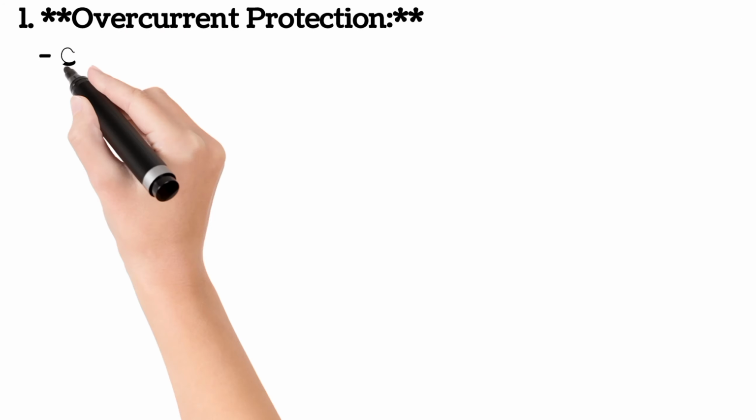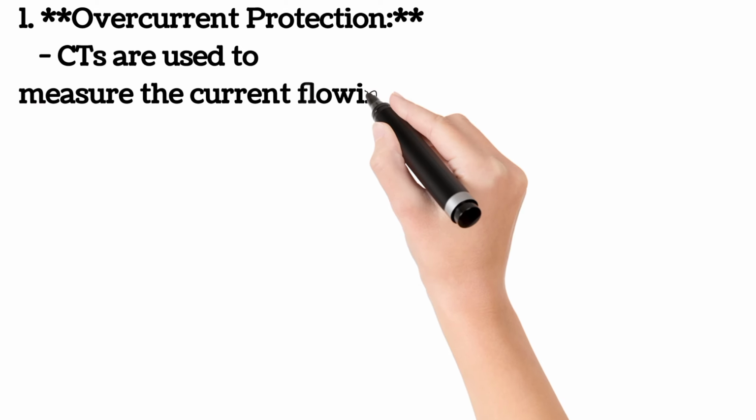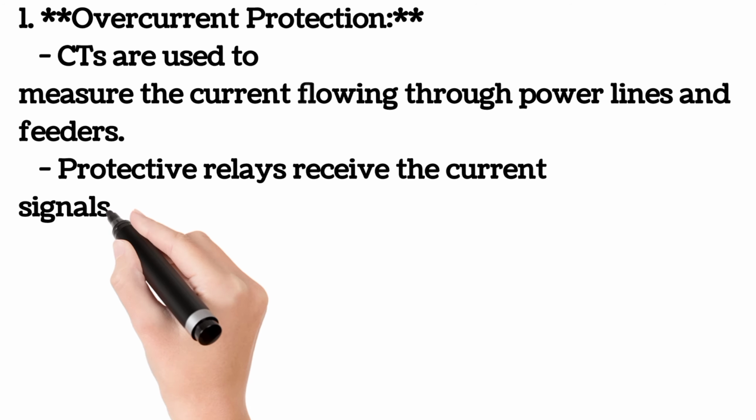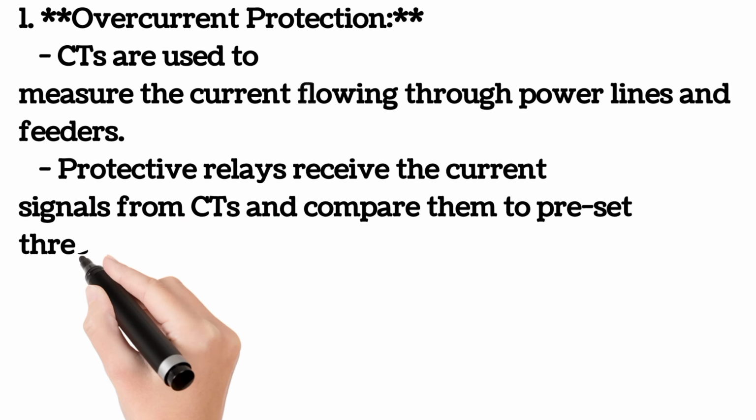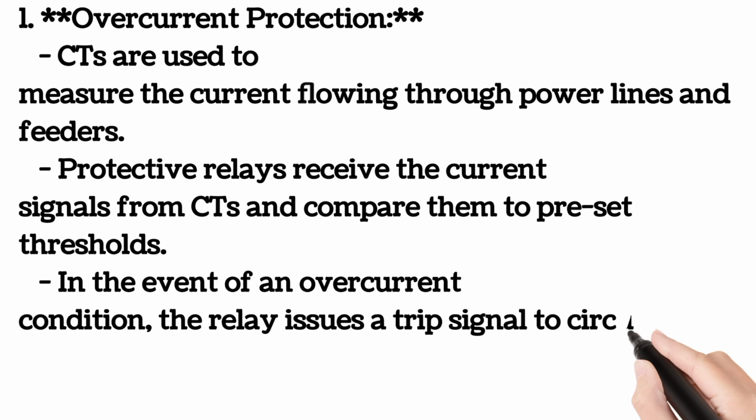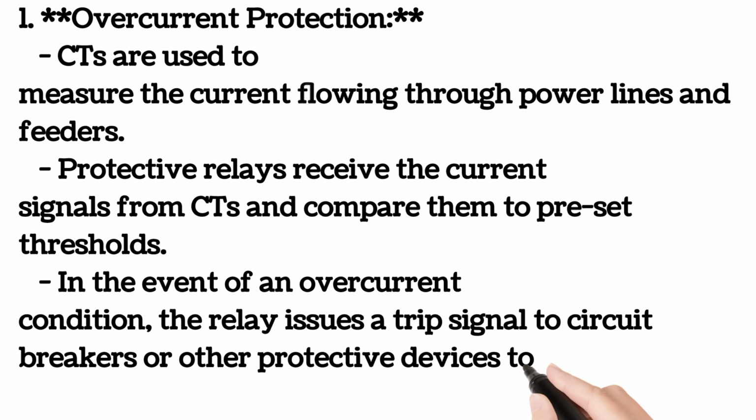1. Overcurrent protection. CTs are used to measure the current flowing through power lines and feeders. Protective relays receive the current signals from CTs and compare them to preset thresholds. In the event of an overcurrent condition, the relay issues a trip signal to circuit breakers or other protective devices to isolate the fault.